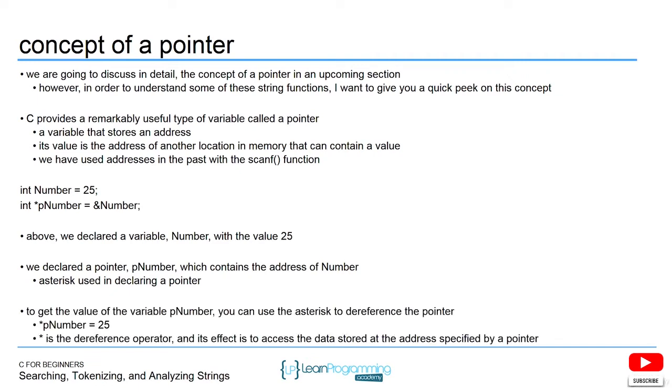To get the value of the variable pNumber, because pNumber is what? It's a pointer. It's pointing to an address in memory. If you just try to look at the value of pNumber, it's going to give you the address. If you want to get the value of what the address is pointing to, you have to dereference it. There's special syntax that C uses, the asterisk in front of the name of the variable. That's how you can actually access the memory location that contains the value. So if you want to assign data to that memory location, you have to say star pNumber. Again, the effect is it accesses the data stored at the address specified by the pointer.